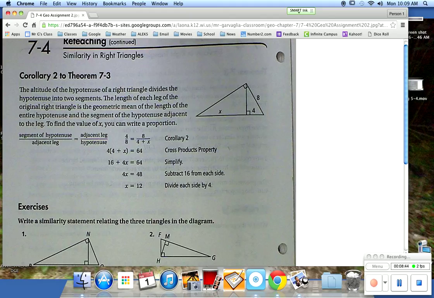All right, corollary 2. The altitude of the hypotenuse of a right triangle divides the hypotenuse into two segments. We knew that. We take an altitude, we come from the right angle to the hypotenuse of this triangle, and we divide it into two segments. The length of the leg of the original right triangle is the geometric mean of the length of the hypotenuse and the segment of the hypotenuse adjacent to that leg.